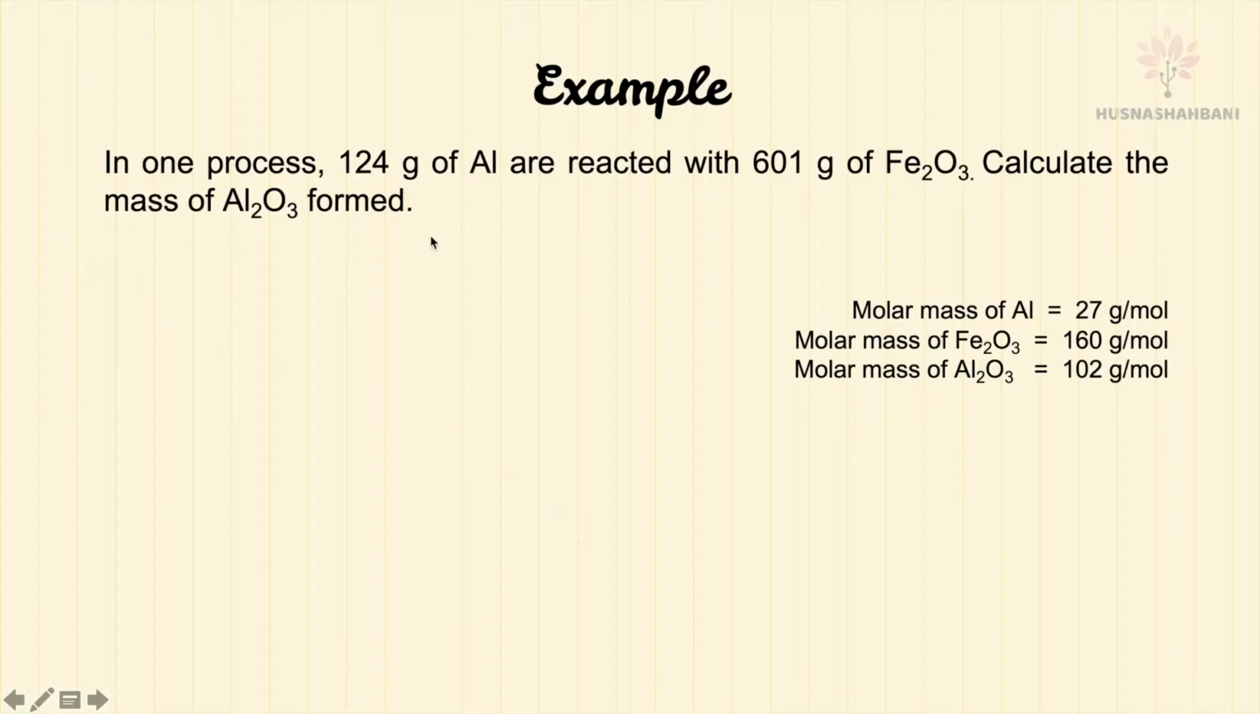In one process, 124 gram of aluminium is reacted with 601 gram of Fe2O3. Calculate the mass of Al2O3 formed. First, you have to write down the chemical equation. 2Al reacts with Fe2O3 to produce Al2O3 plus 2Fe. Make sure you balance the chemical equation before you start solving the problem. Given the molar mass of Al, Fe2O3, Al2O3.